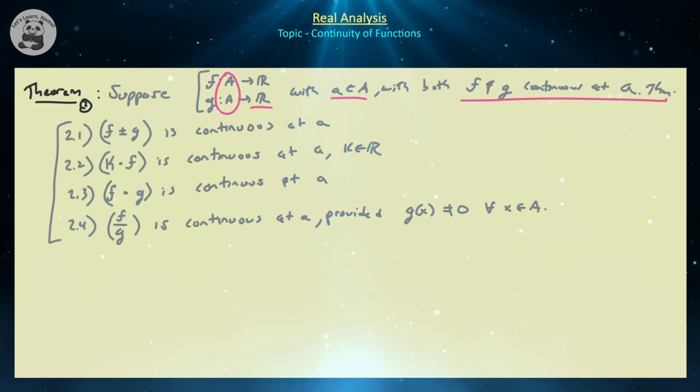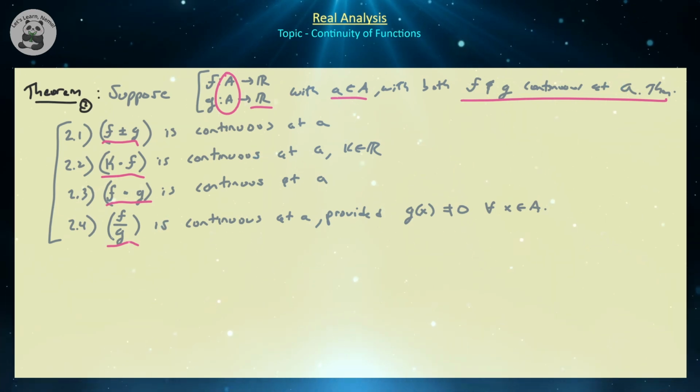This will also imply that the sum of f and g will also be continuous at that point. The product will also be continuous at that point. The quotient of those functions will be continuous at the point, provided that the bottom function is not 0 for all x in the domain. And also any scalar multiples of that function will also be continuous at that point as well.